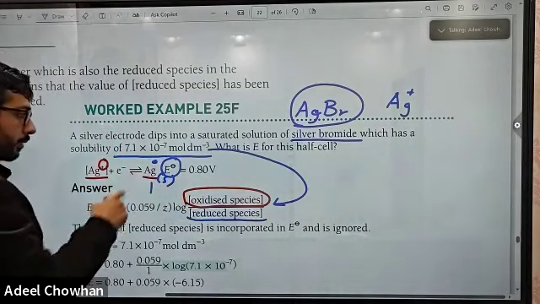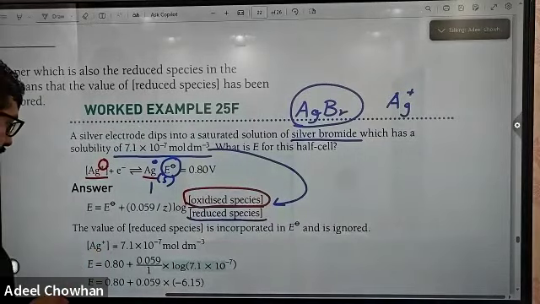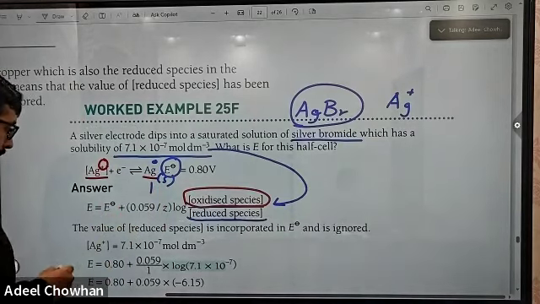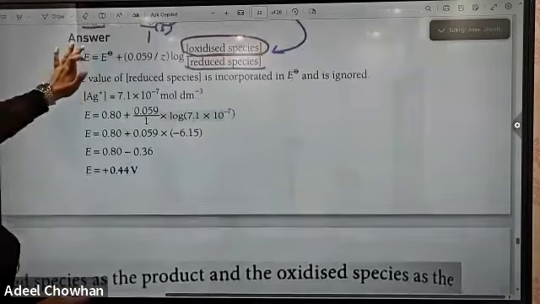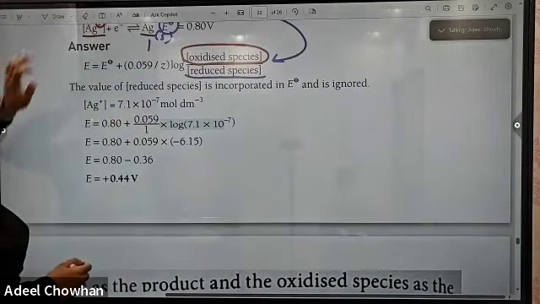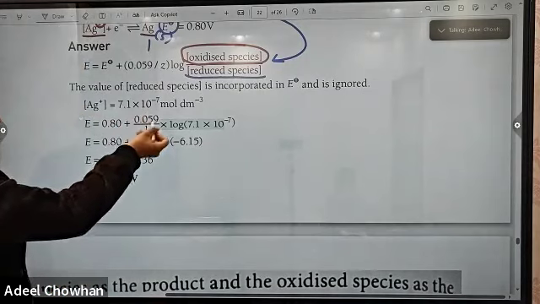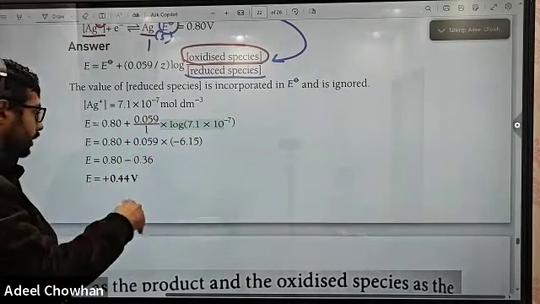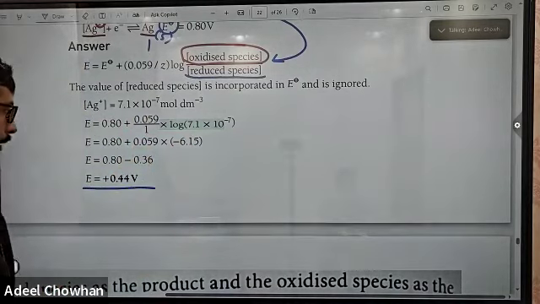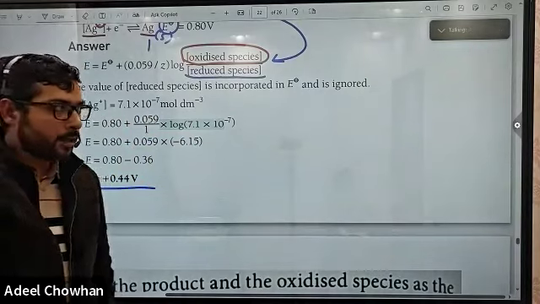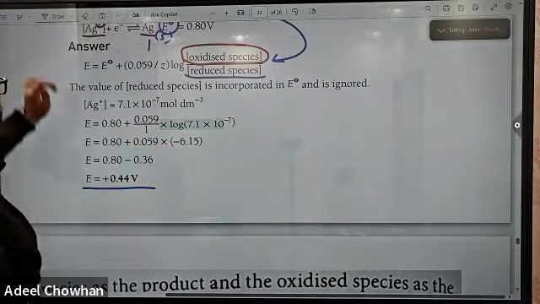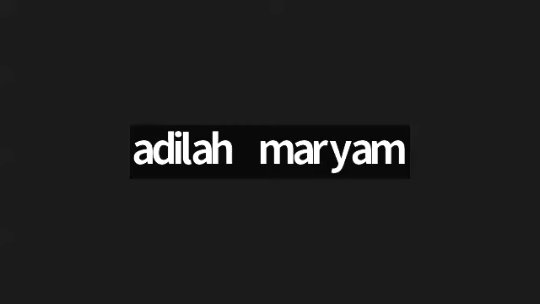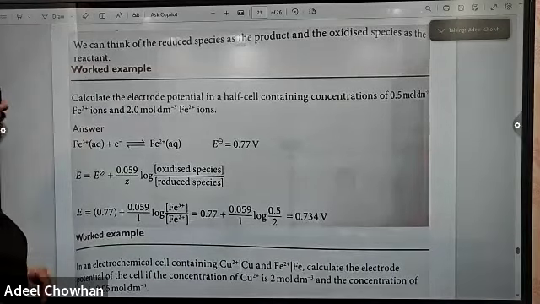And the value for the electrode potential is already given. E naught stands for standard electrode potential, so the value is given. We now substitute this value as well in the expression. After substituting all the values, we get this answer. Then you are basically finding the log of the oxidized species. After doing all the calculation, the answer will be plus 0.44 volt. Is it clear? Yes. Okay, now let's take another example.